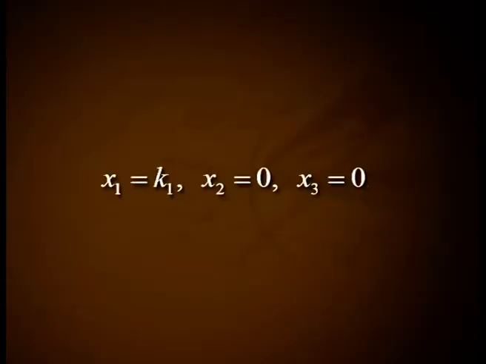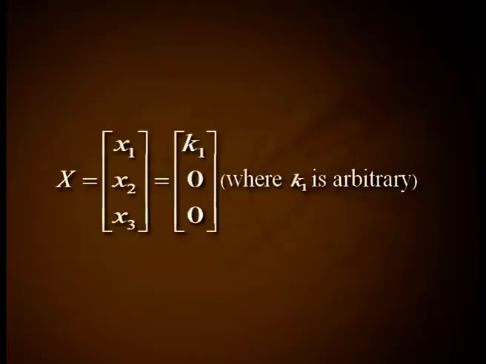Here the rank of the coefficient matrix is 2, and putting arbitrary values to n minus r equal to 3 minus 2 equal to 1 variable, say x1 equal to k1, we obtain x1 equal to k1, x2 equal to 0, x3 equal to 0. Hence, the latent vector corresponding to the root lambda equal to A is given by x equal to the matrix [x1, x2, x3], which is equal to the matrix [k1, 0, 0], where k1 is arbitrary.